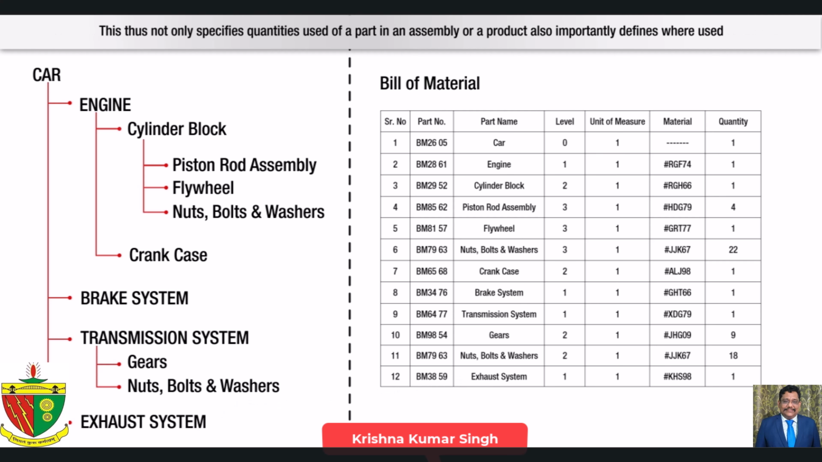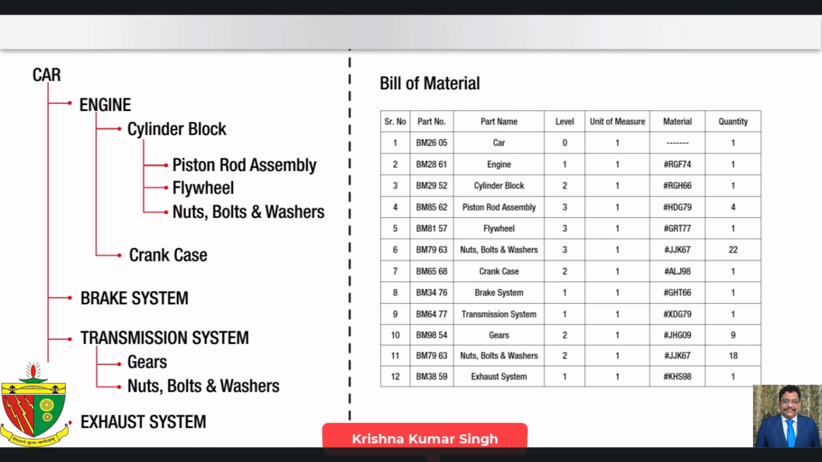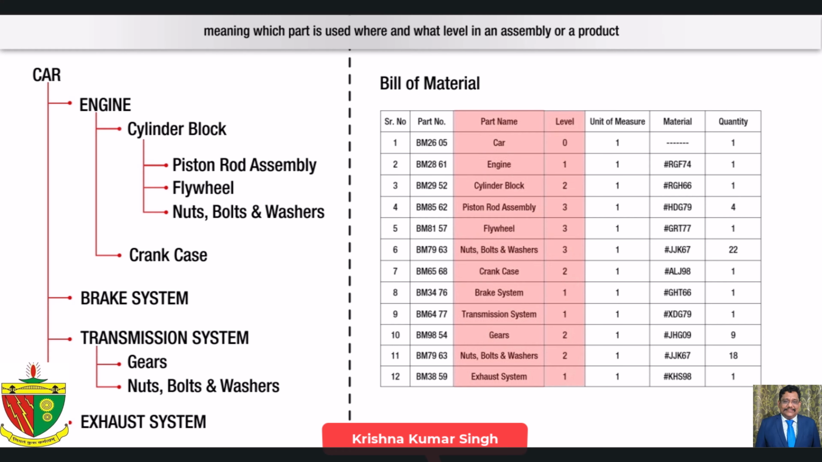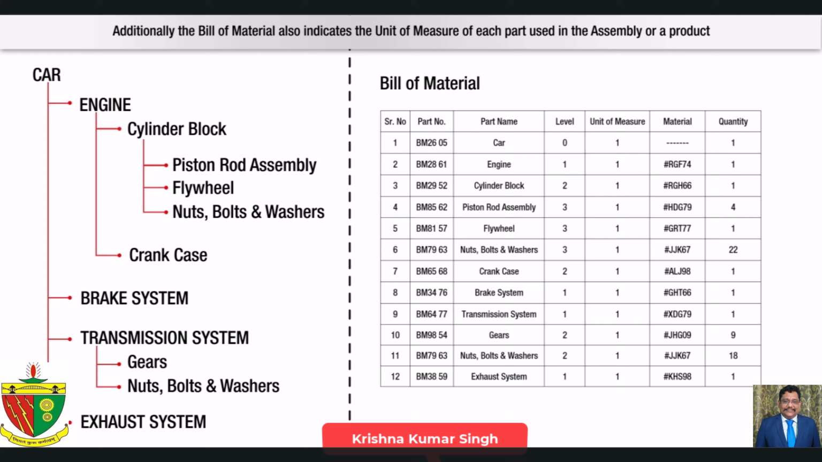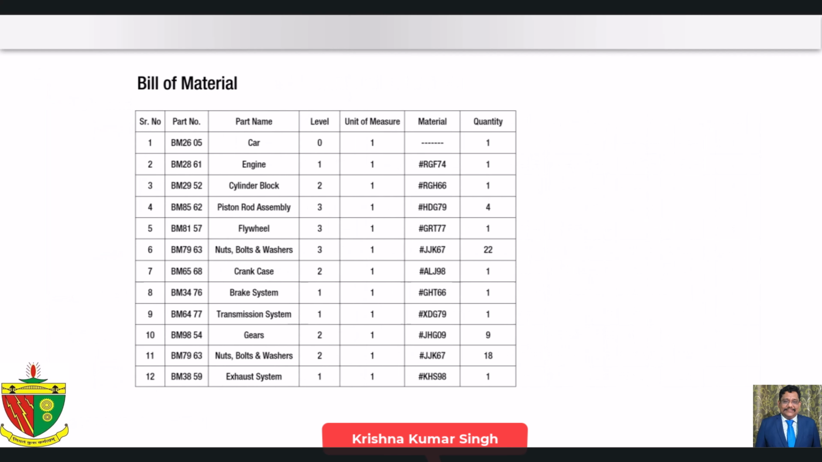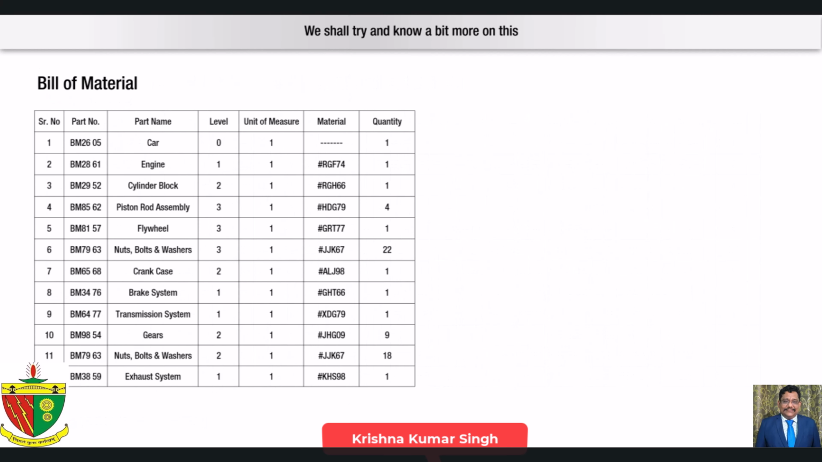This thus not only specifies quantities used of a part in an assembly or a product, also importantly defines where used, meaning which part is used where and at what level in an assembly or a product. Additionally, the bill of material also indicates the unit of measure of each part used in the assembly or a product. We shall try and know a bit more on this.